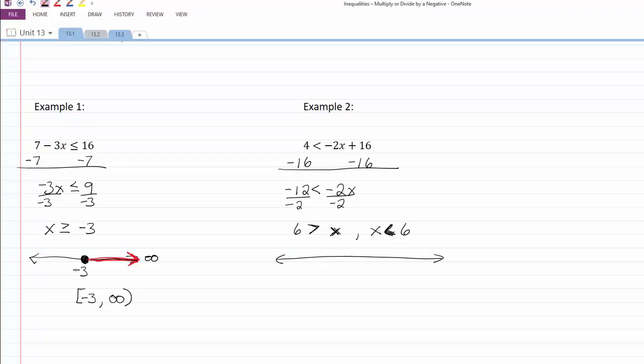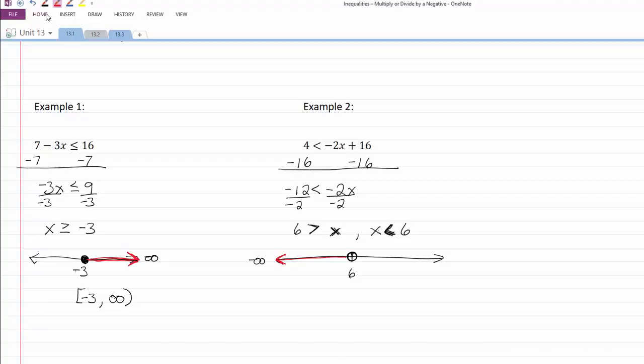So on my graph, I'm going to find my 6, put that in. Because I do not have an equal, it's going to be an open dot at 6. My 6 is greater than x, or in other words, x is less than 6. So we're going to be going to negative infinity. So we go from 6 to the end of my graph.